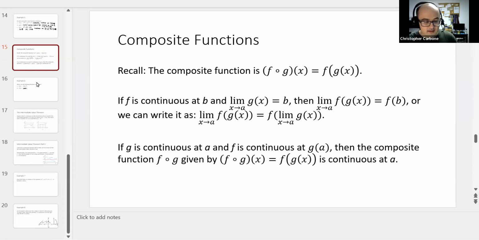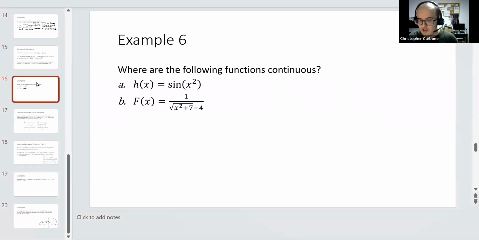So then what does that mean in terms of a couple of examples where we want to see whether these functions are continuous or not? H of x here is equal to the sine of x squared. So we could break this up, right? G of x is x squared, that being a polynomial, continuous everywhere. F of x is equal to sine of x. Again, a trigonometric function, so continuous everywhere. Both of these are continuous everywhere.